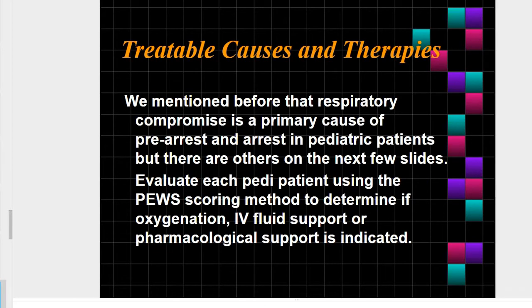Treatable causes and therapies. We talked about earlier in this presentation that respiratory compromise or arrest is a primary cause of pre-arrest or cardiac arrest in pediatric patients. But over the next few minutes, we're going to talk about other ones. You should evaluate each pediatric patient that has a pulse but looks sick. We think in terms of sick, not sick. If they look sick, there's a scoring method known as PEWS that you're going to look at to determine to what level you need to add oxygenation, IV fluid support, pharmacological support, etc. It helps you determine just how critical the pre-arrest or sick kid might be.